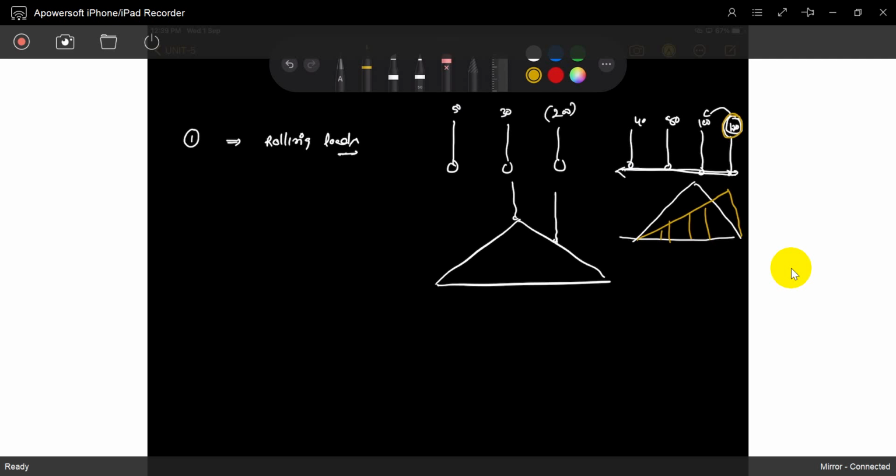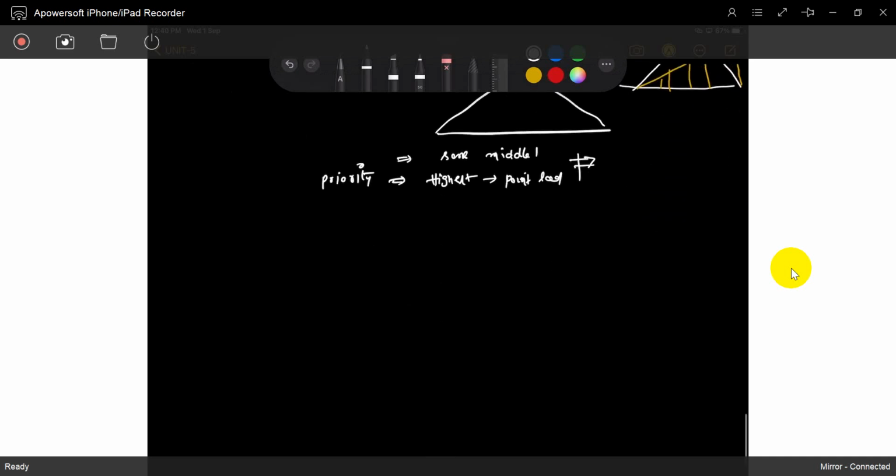So we have to give priority to the highest point load, and previously to some middle load. To give those two priority, we will arrange the load system like that, and we will get the maximum bending moment on the span. Sir, how can you arrange, sir? We'll discuss. Okay, we will do the problem. So how will we arrange?